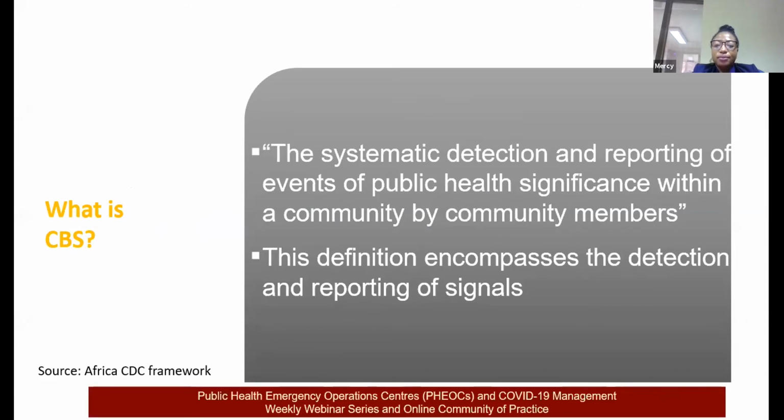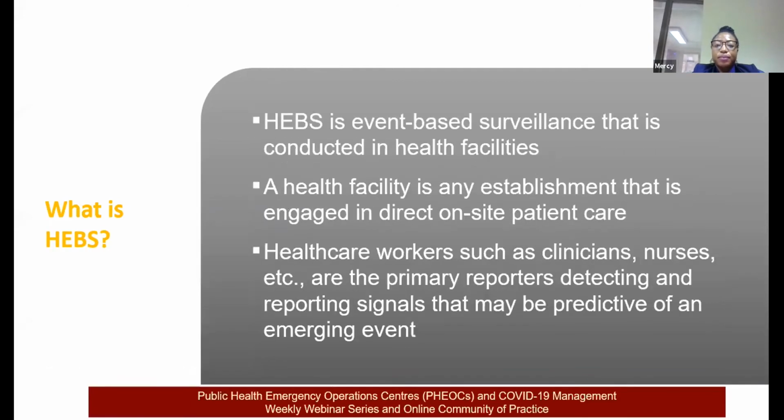Next slide. So community-based surveillance is also one of the terminologies commonly used in EBS, which is the systematic detection and reporting of events and signals by community members. Next slide. Health facility EBS simply means EBS conducted in health facilities, and all healthcare workers are involved in this process. Next slide, please.